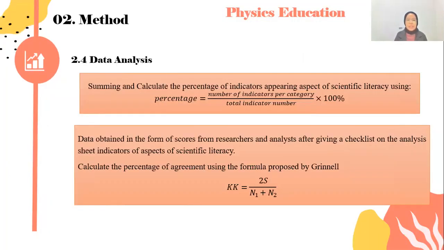And next, data analysis. In the data analysis, we sum and calculate the percentage of indicators appearing in each aspect of scientific literacy using the equation: percentage equals number of indicators per category divided by total number of indicators, multiplied by 100%. The data obtained are in the form of scores from 2 researchers, analyzed after giving a checklist on the analysis sheet of indicators of aspects of scientific literacy. And then we calculate the percentage of agreement using the formula proposed by Grinnell.